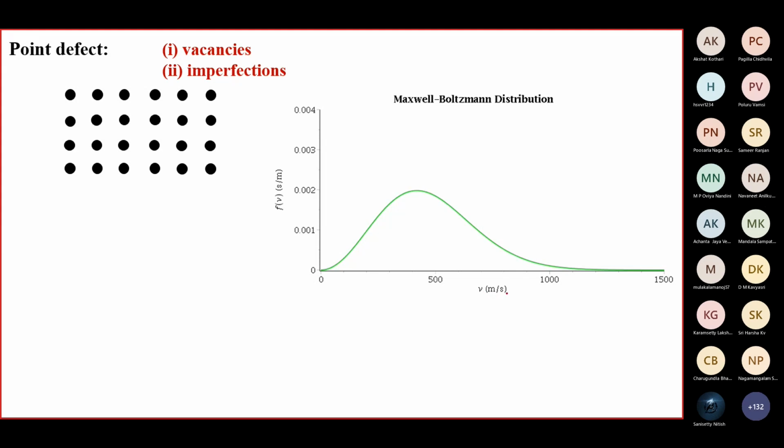If you look at the unit, you see meter per second. This is the velocity of gas molecules. This is the density of gas molecules, the number density of gas molecules. Of course, this you can. So here, the atoms in a crystal also have a similar distribution with respect to their energy.